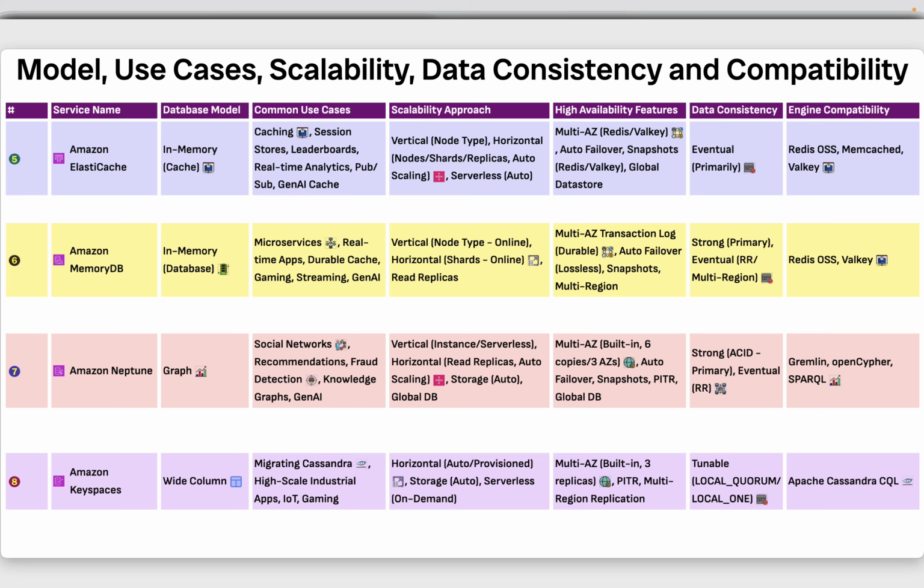It is used for high scale industrial applications, IoT, and gaming. Scalability approach, horizontal, so it's automatic and there is a provisioned mode. Storage is also automatic, and serverless, which is available on demand. High availability features, multi-AZ, which is built in, and you can have 3 replicas. Point-in-time recovery, multi-region replication, and data consistency, it is tunable, like you can fine tune it. So there are some options like local quorum and local one. Engine compatibility is Apache Cassandra, Cassandra Query Language, CQL.